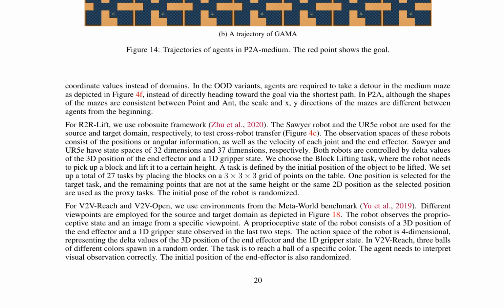Additionally, the page discusses V2V reach and V2V open tasks from the Meta World benchmark, which focus on viewpoint adaptation. In these tasks, the robot observes proprioceptive state and an image from a specific viewpoint, with the action space representing delta values of the 3D position of the end effector and a 1D gripper state. The task in V2V reach is to reach a ball of a specific color, requiring the agent to interpret visual observations correctly. Overall, this page presents a comprehensive analysis of domain adaptation tasks and their results, shedding light on the challenges and opportunities in lifelong learning agents' cross-domain transfer capabilities.